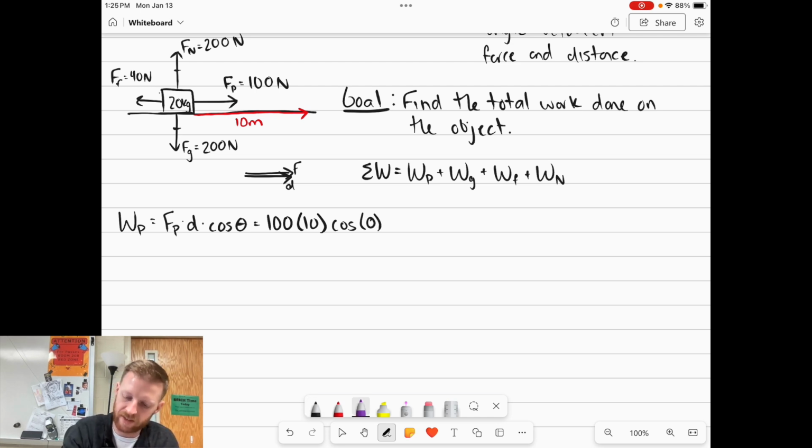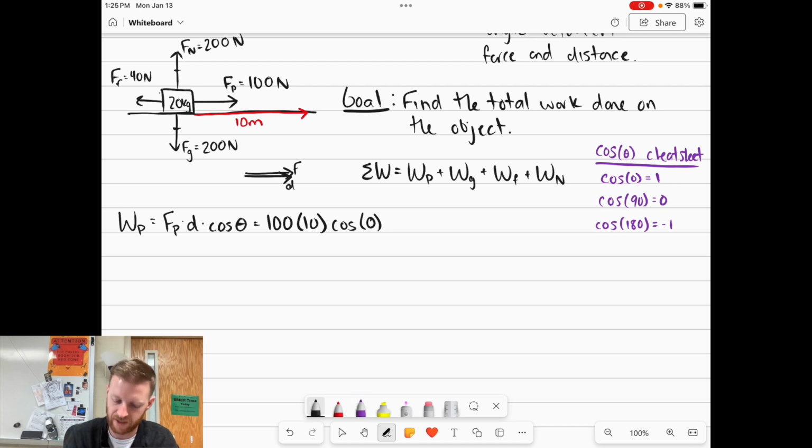And as a quick side note, we're going to make a cosine theta cheat sheet here, just some quick ones to know. Cosine of 0 is equal to 1. Cosine of 90 degrees is 0. And the cosine of 180 degrees is equal to -1. So it's going to come in handy here.